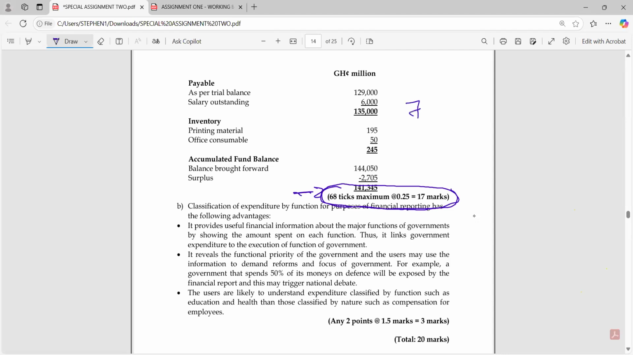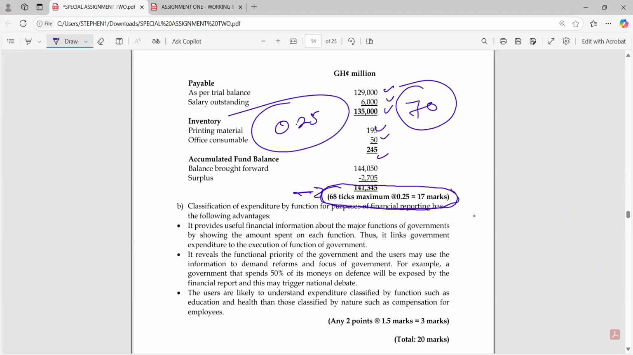So if you get 70 ticks, and this is correct, they will take only 68. And every tick is 0.25. So what it means is that you can actually get some mistakes, or you can get some wrongs. You understand it? And still get your 68 ticks correct, and you get the full marks. You can get 1 or 2 ticks wrong, but if you end up getting about 68 ticks correct, you still get your 17. Are you okay? So if you get 1 wrong, it means you got just 0.25 error.